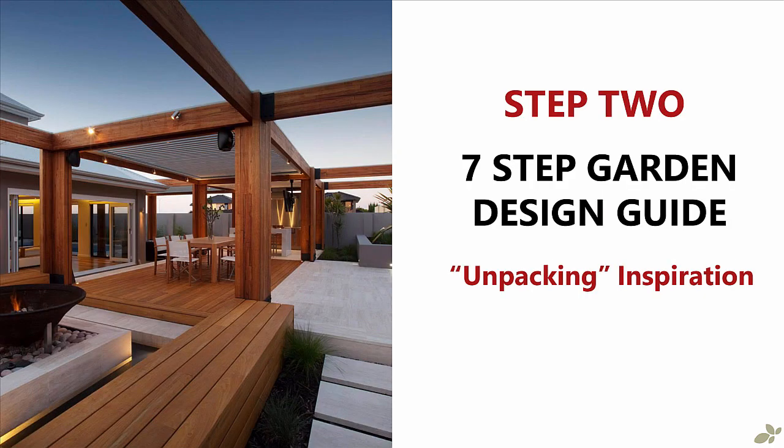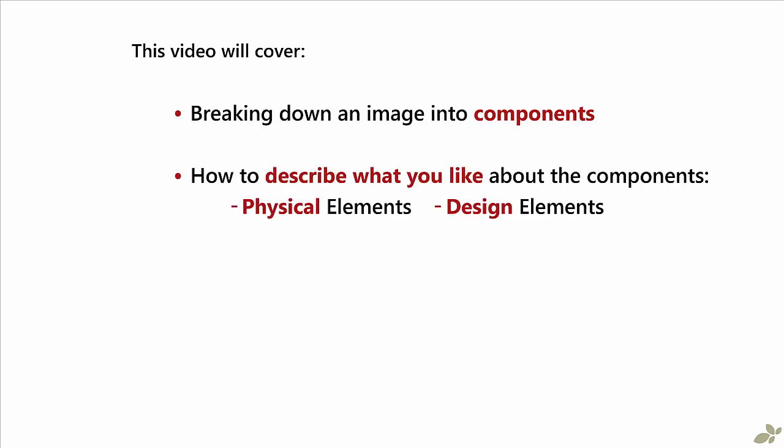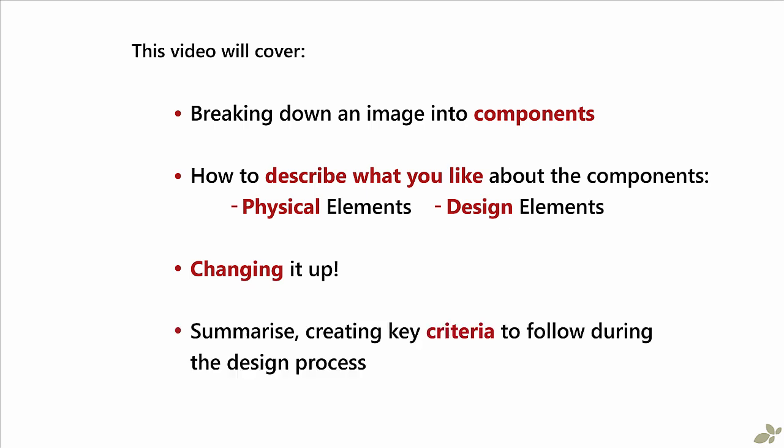It looks at unpacking inspiration to help you define exactly what you want in your backyard garden. This video will cover how to break down an image into individual components, how to describe what you like about those individual components, and we'll do that through 2 filters, physical elements and design elements. More on those later. We'll then look at the importance of changing it up, how altering some elements in the image will confirm you like or dislike something. Finally, we'll summarize everything into a few flexible criteria to follow during the design process.